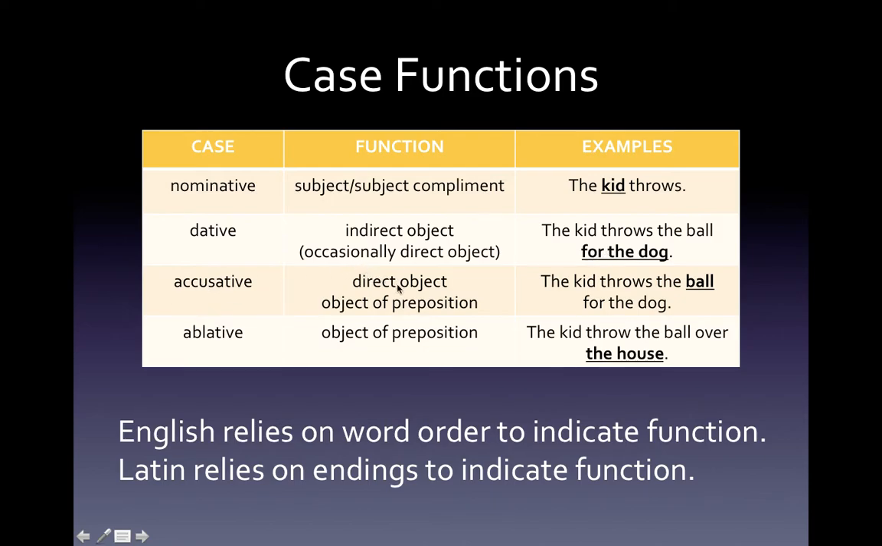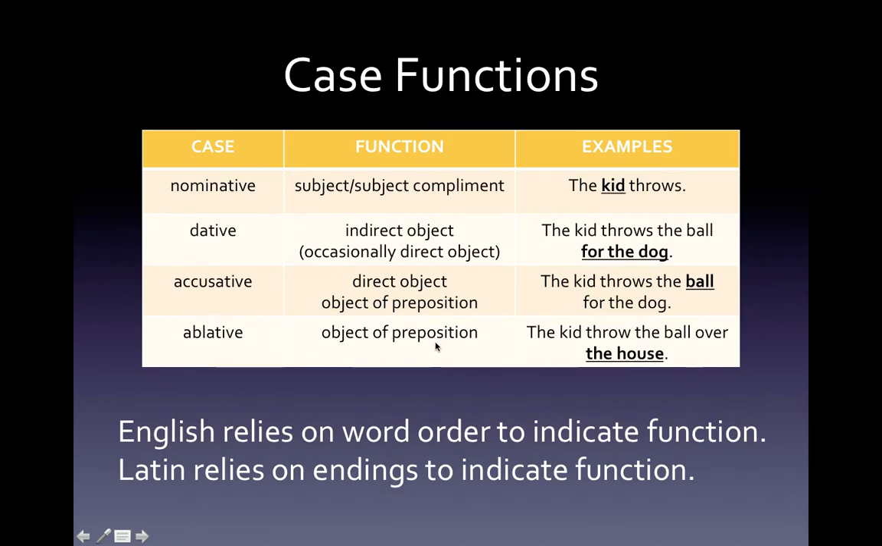It can be either the direct object or the object of a preposition. We're not going to get into objects of preposition a whole lot right now. Right now I want to focus more on the direct object, meaning it is directly receiving the action of the verb. Here the verb is throws. What's being thrown? The ball. So the ball is the direct object.